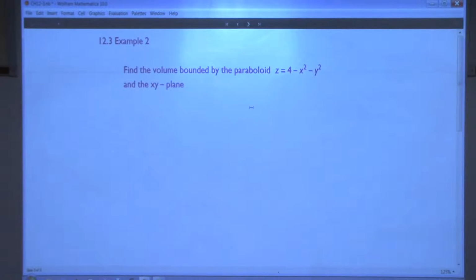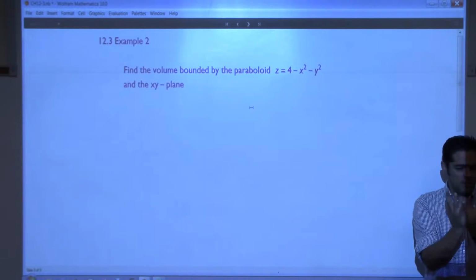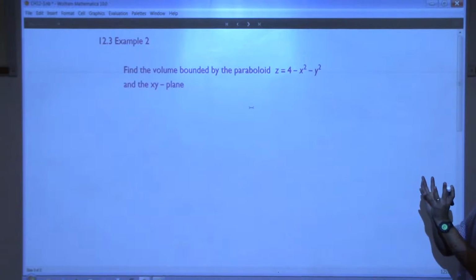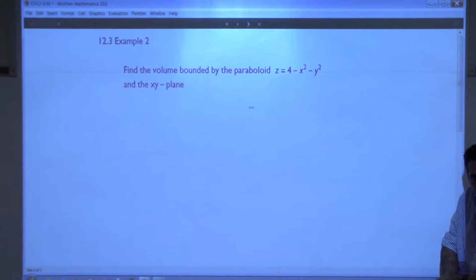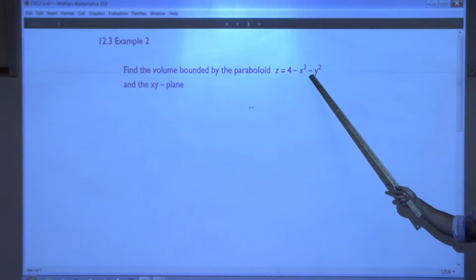Find the volume bounded by the paraboloid z equals 4 minus x squared minus y squared and the xy plane. So this is a paraboloid. Paraboloids look like bowls, don't they? But this bowl actually opens the other way, and you can tell because you have negative coefficients in front of the x and the y variables.